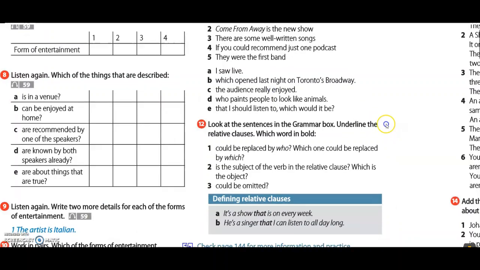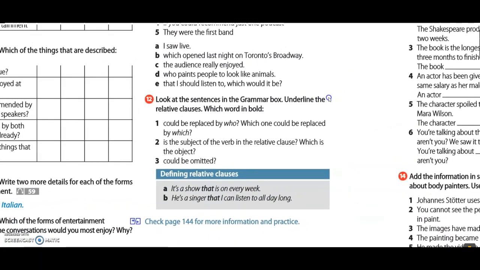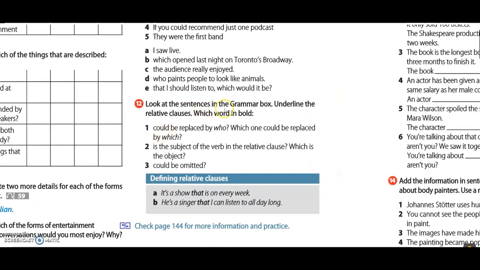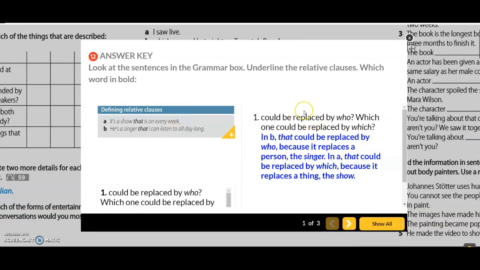Now let's go to exercise 12. The instruction says, look at the sentence in the grammar box, underline the relative clauses which were in bold. So now, guys, we have an example with number 1. Number 1 could be replaced by who, which one could be replaced by which.